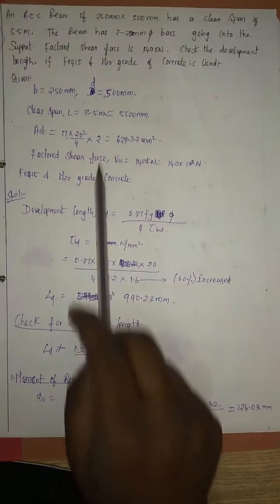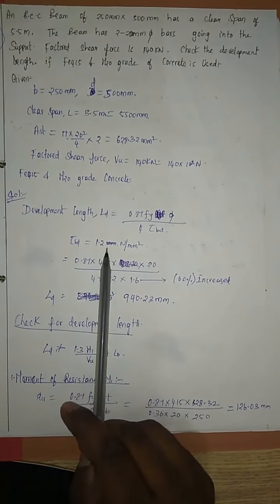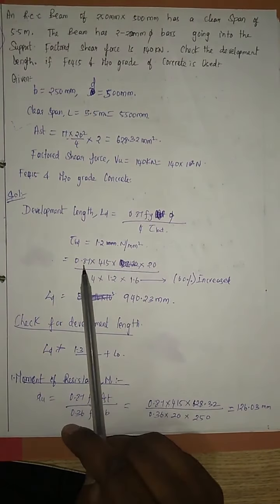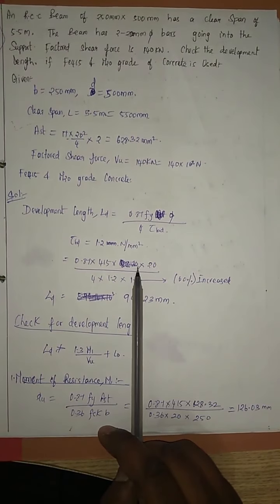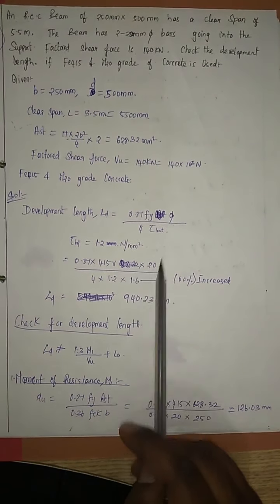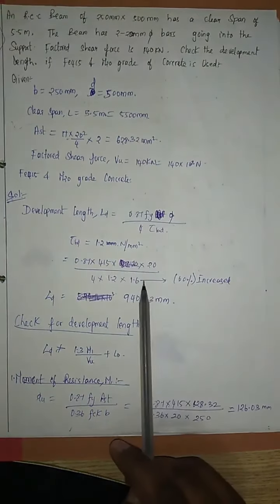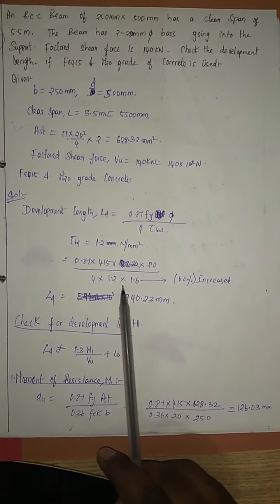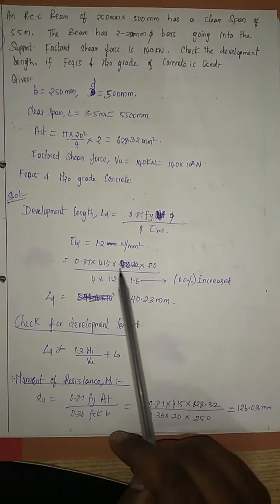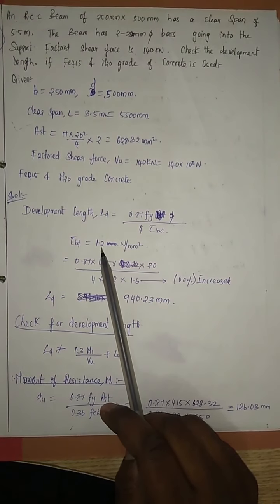Tau bd is nothing but what? According to M20 grade concrete, it is 1.2 Newton per millimeter square. That is equal to 0.87 into 415 into diameter. Diameter is 20 mm. So 20 divided by 4 into 1.2 into 1.6. Why 1.6? Bond stress is 1.2.